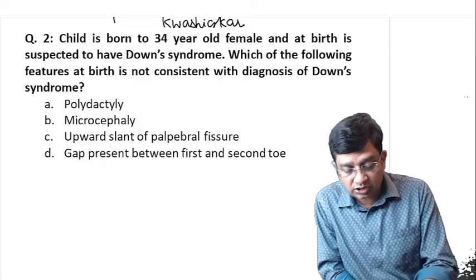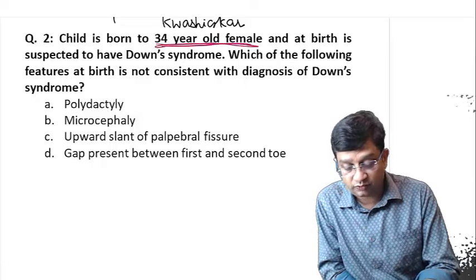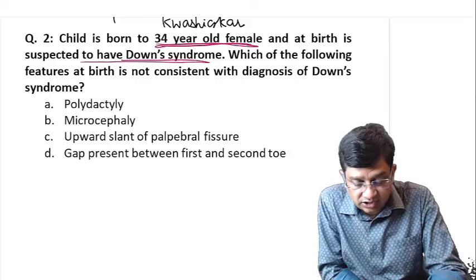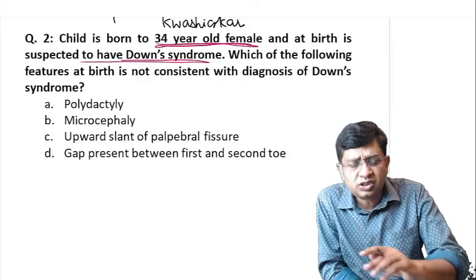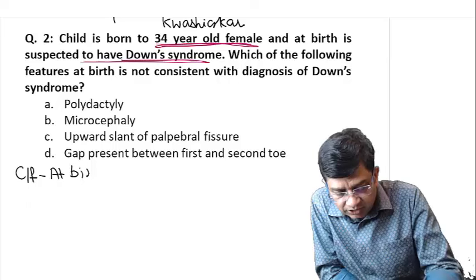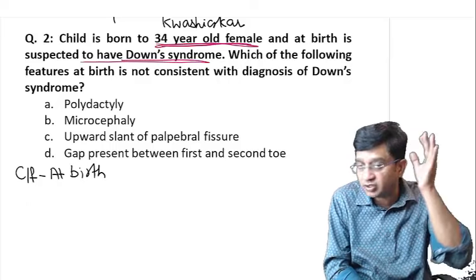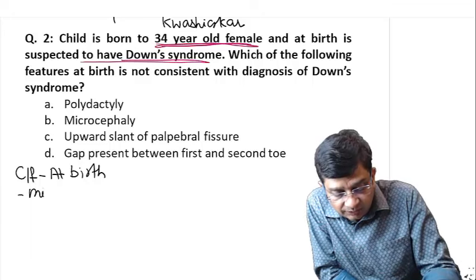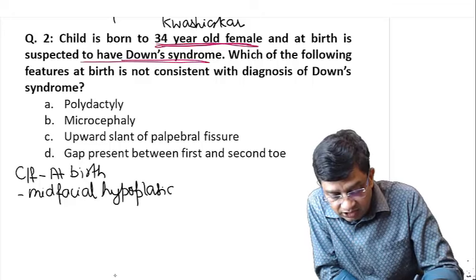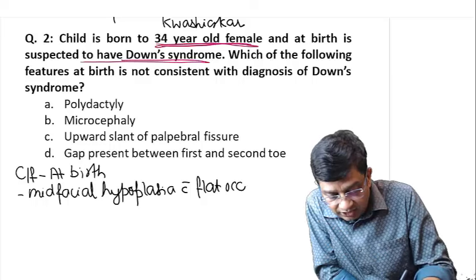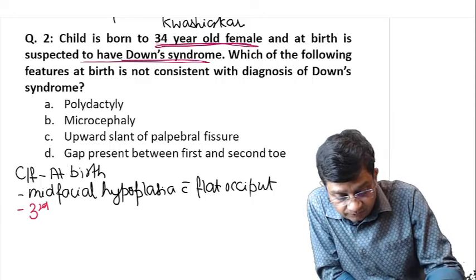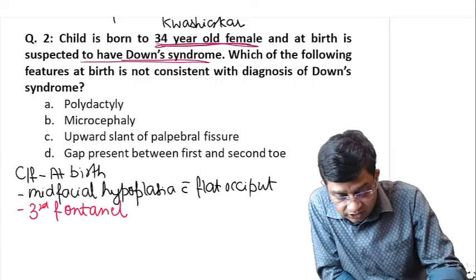A child is born to a 34-year-old female and at birth is suspected to have Down syndrome. Which of the following features at birth is not consistent with the diagnosis of Down syndrome? They are asking what the clinical features in Down syndrome at birth are. At birth, the child is flat from front and flat from behind. That is midfacial hypoplasia with flat occiput. Above, there can be presence of the third fontanelle.